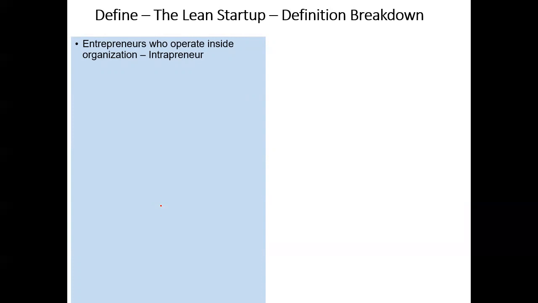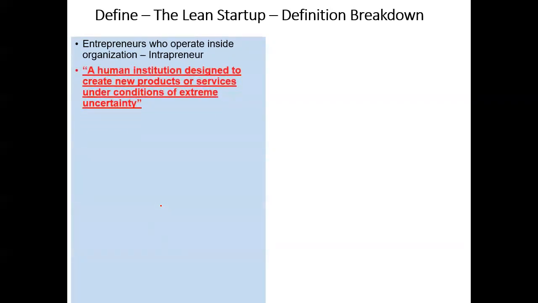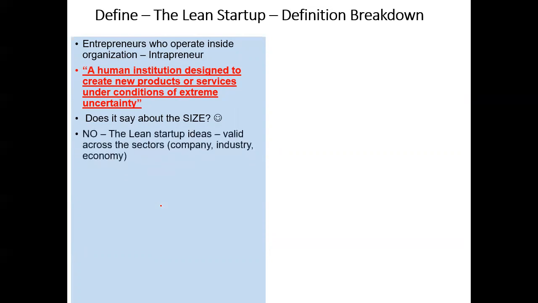Entrepreneurs who operate inside an organization, they are called an entrepreneur. And as we have already defined the entrepreneurship to be a human institution designed to create new products or services under extreme conditions of uncertainty. This is critical. Uncertainty, you don't know who the customer will be, you don't know what will be the final shape of the product. Now the question is, does it say about the size? No. The lean startups or these ideas, they are valid across all sectors, across all companies and industries and economies.